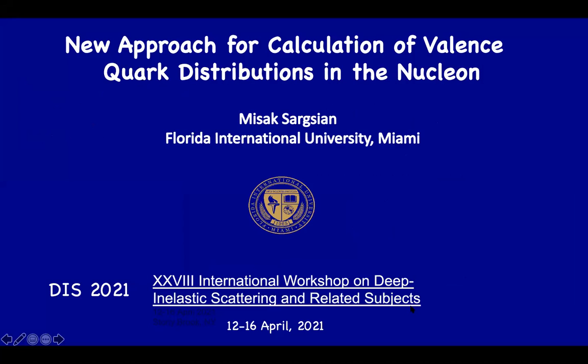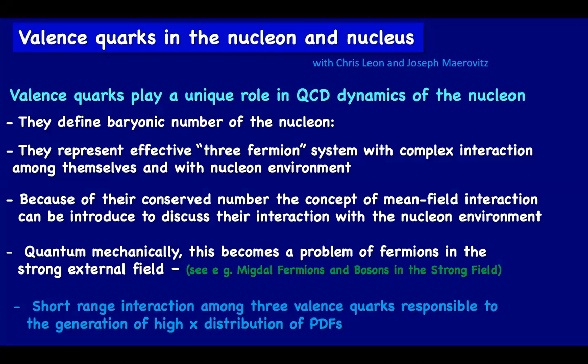So we are going to discuss a new approach for calculation of valence quark distribution in the nucleon. The main idea is that the effective number of valence quarks is conserved, and because of this, we can introduce the concept of a strong mean field, and the problem actually becomes a kind of known problem of fermions in an external mean field.